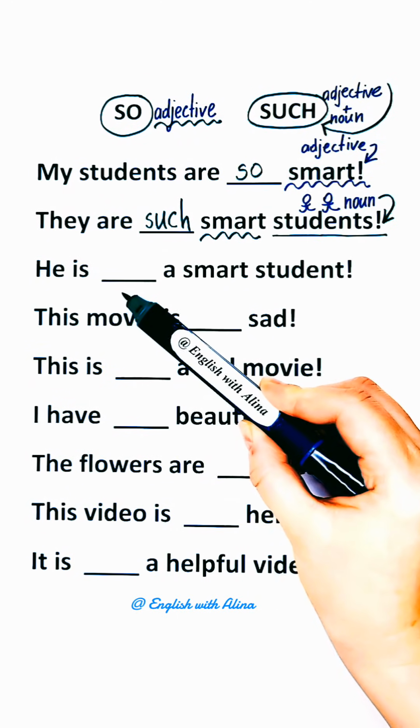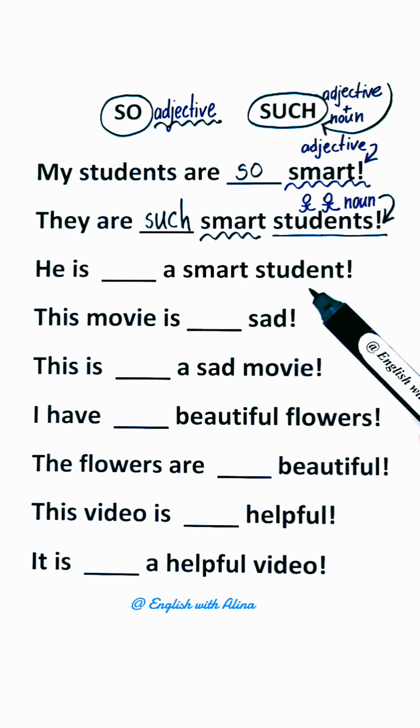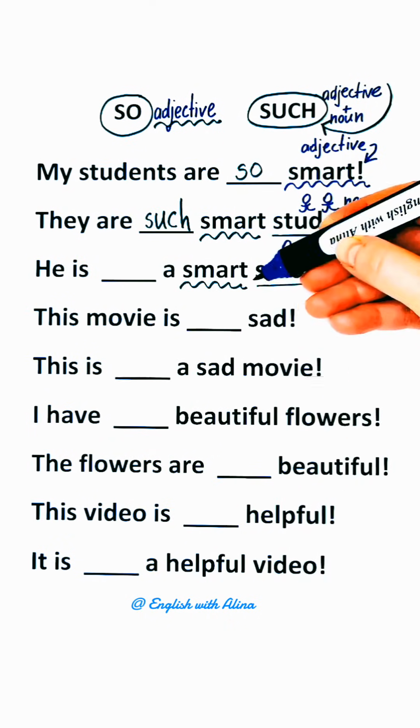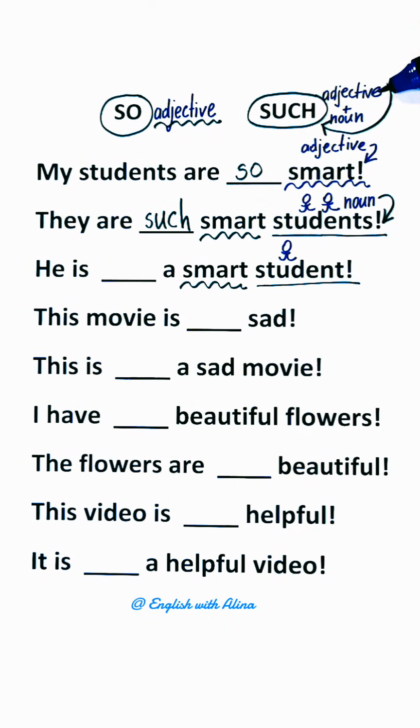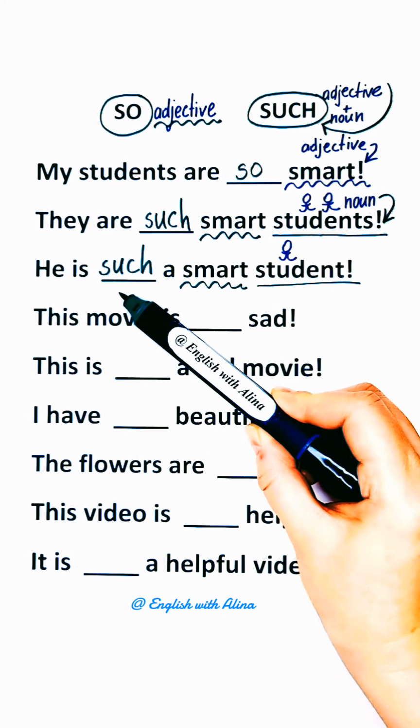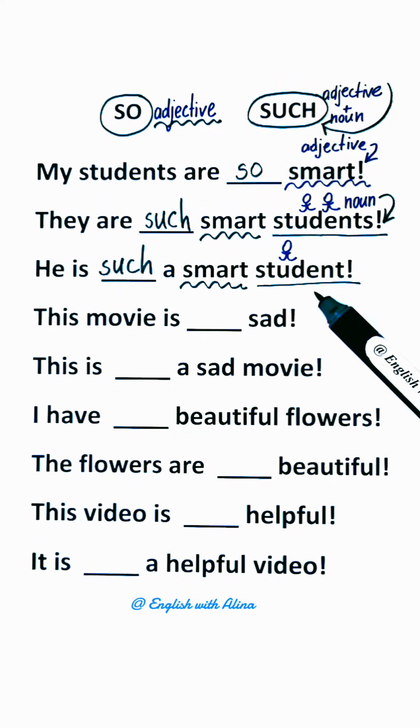He is blank a smart student. Smart is an adjective. A student is a noun. Use such. He is such a smart student.